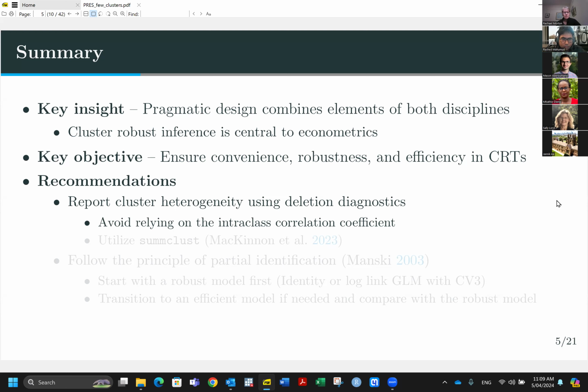And with that, we can read across the literature, and we come up with two recommendations. Recommendation number one is that we should not rely on the assumption of equicorrelation, which is ubiquitous in biostatistics, and instead use distribution-free deletion diagnostics. And it's a perfectly timed package that came out, called SumClust, which has very excellent documentation and is available in Stata and R, and it can perform this diagnostic with just one line of code.